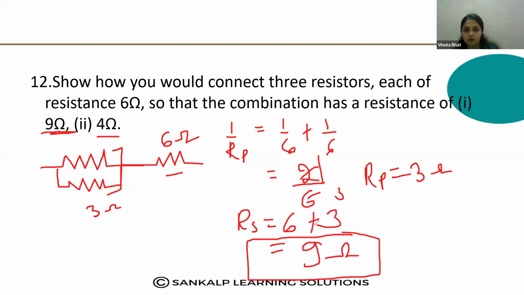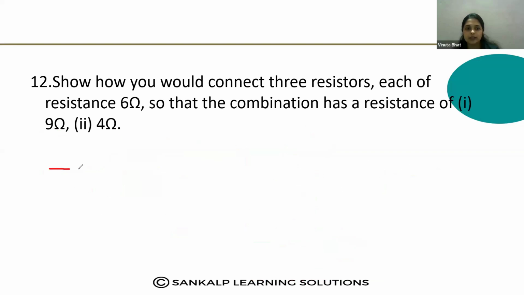So you have to connect two resistors in parallel in the circuit and one resistor in series, then the total resistance is 9 ohm. Then the second case is when two resistors are connected in series and one should be connected in parallel. One resistor should be connected in parallel.